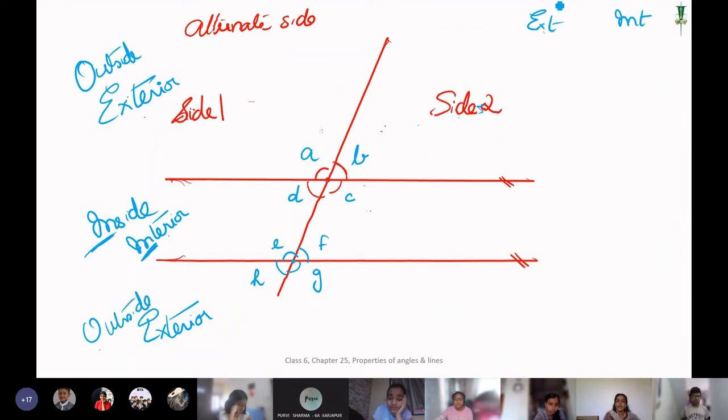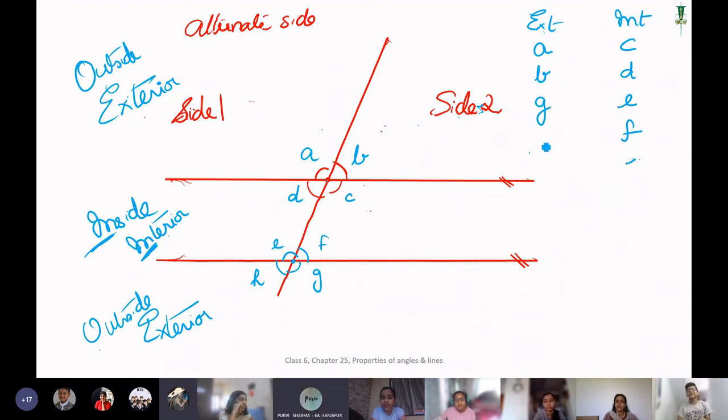Now tell me, A lies in the exterior. B, where does B lie? Exterior. Where does C lie? Interior. D, interior. E, interior. F, interior. G, exterior. H, exterior. Very good. So now you are very clear with reference to the parallel lines where these angles lie. Now let us look at A and B.